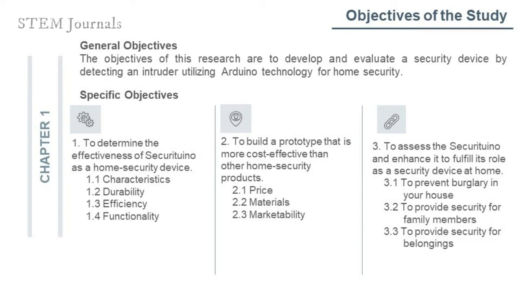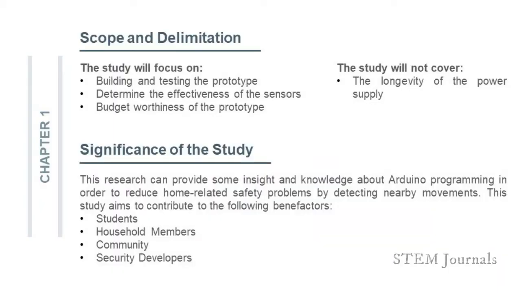On the first part, the effectiveness is divided into 4 subcategories, which are characteristics, durability, efficiency, and functionality. Then the cost effectivity has 3 subcategories, which are price, materials, and marketability. And the last part, the assessment and enhancement of the prototype to fulfill its role, has 3 subcategories, which are to prevent burglary at homes, to provide security for our family, and to provide security for our belongings. Next presenter, JV Guerrero.